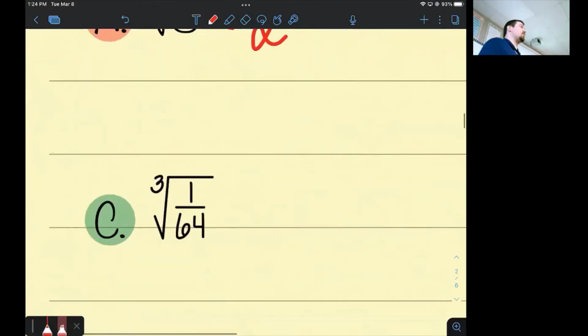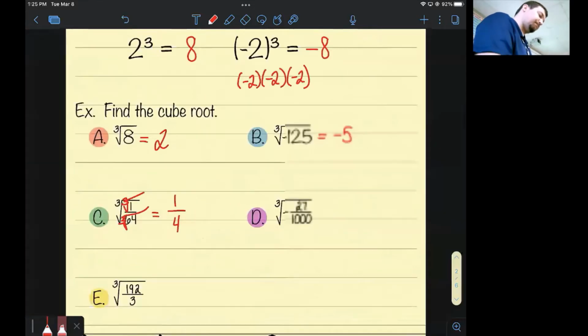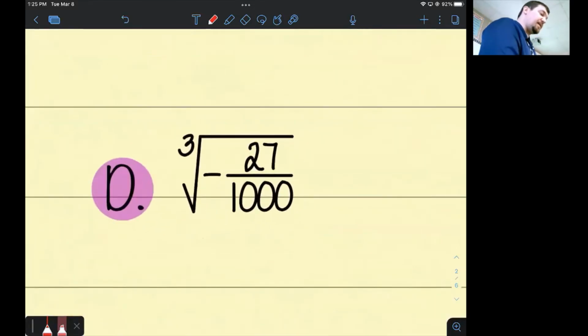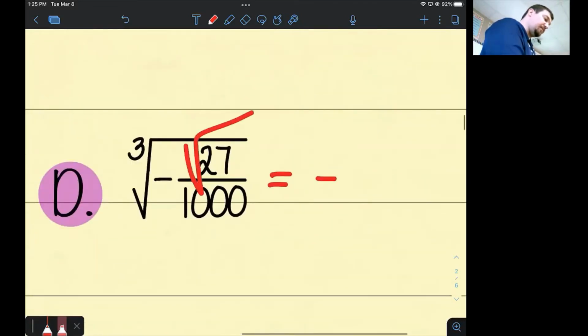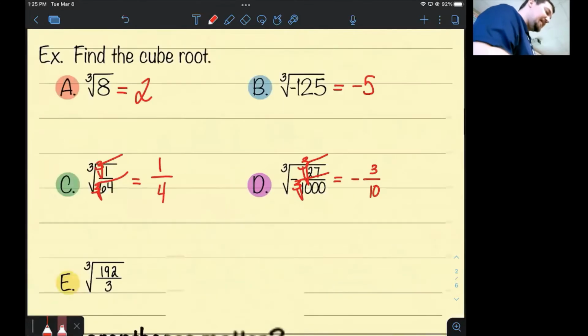The same way I square root fractions is how I cube root fractions. Cube root the 1. Cube root the 64. What's the cube root of 1? 1. What's the cube root of 64? Now this one's going to be negative, and it's possible to have that negative. Cube root of 27. 3. Cube root of 1,000. 10. 10 times 10 times 10 is 1,000.